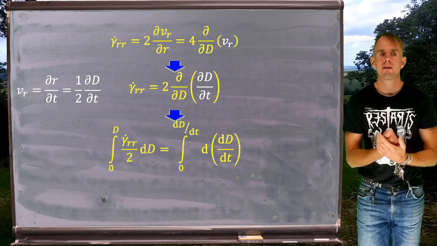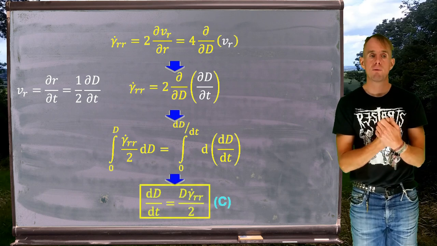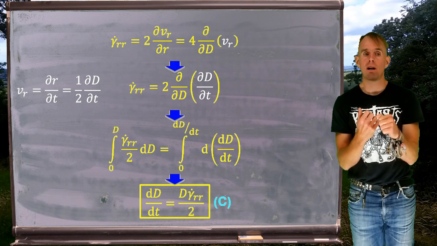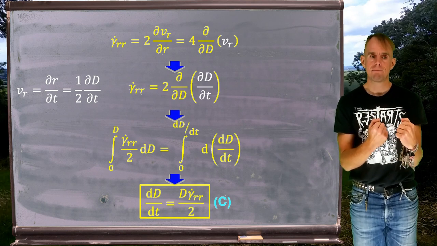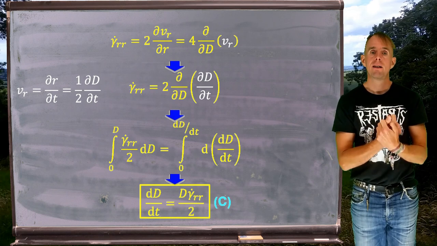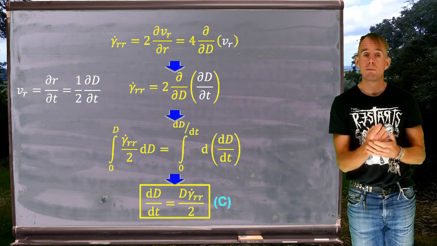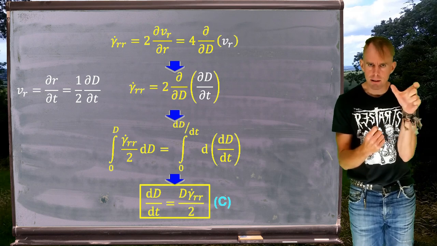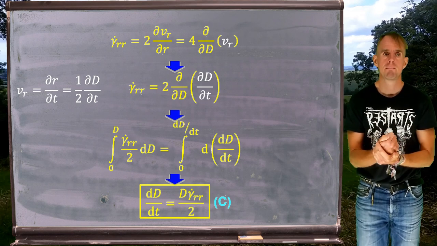So if we integrate this, we end up with an expression for dd by dt, now as a function of gamma dot rr and d. And we can see that if we can substitute a form of gamma dot rr in that involves d, we should be able to obtain an expression for diameter decay as a function of time. Let's call this intermediate result C.